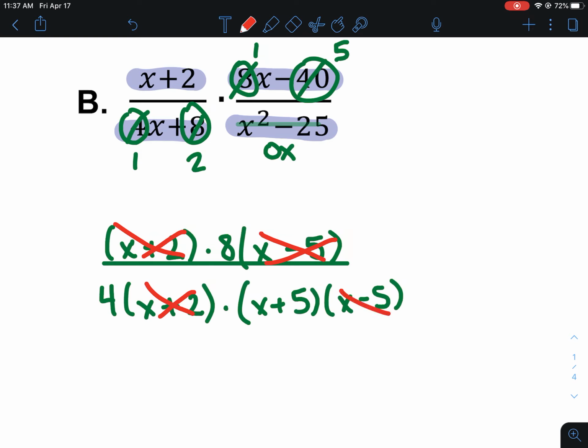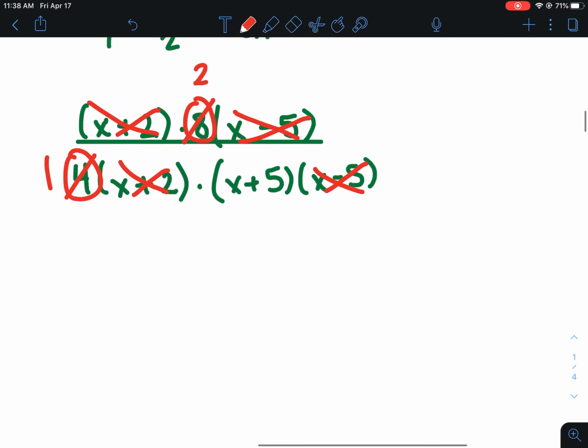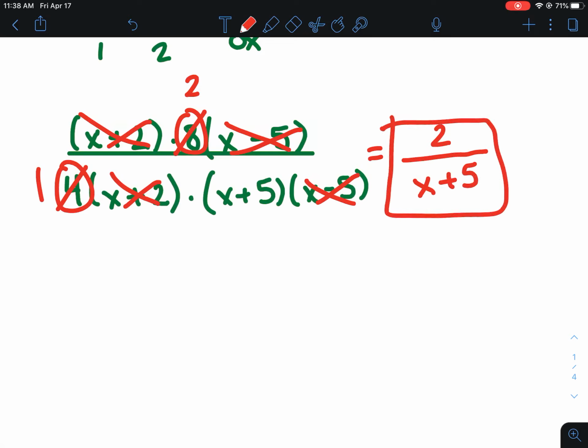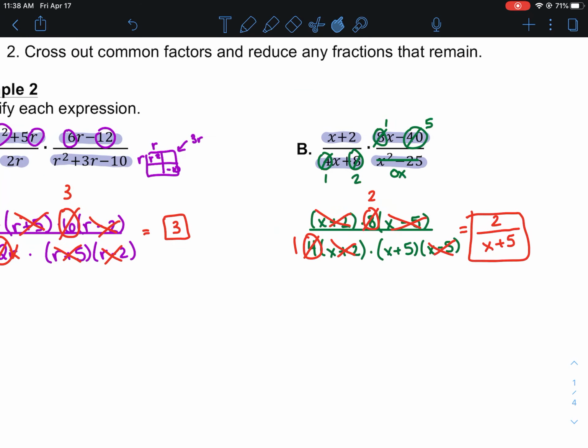My x plus 2's cancel, my x minus 5's cancel, and I have 8 over 4, which can both be divided by 4. I'm left with 2 and 1. I do not have to write that 1 on the bottom. I do have to write that 2 on the top. So I am left with 2 over x plus 5. Okay.